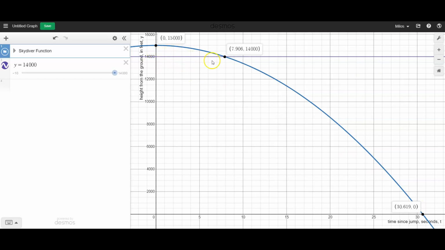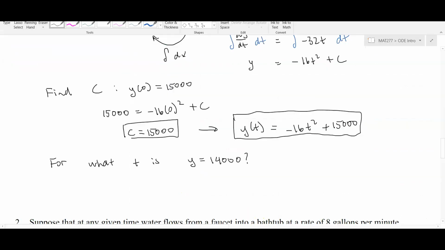vertical, horizontal intercepts, etc. So we see here that it's going to take about 7.9 seconds to reach the height that we are seeking of 14,000 feet. So the skydiver will basically be in the air for about 7.9 seconds. t is about 7.9 seconds. And just to reproduce the graph that we had here, it looked kind of like this. And this value here was (7.9, 14,000).